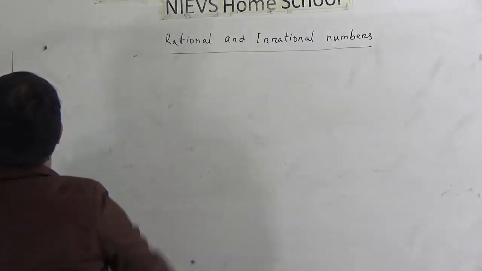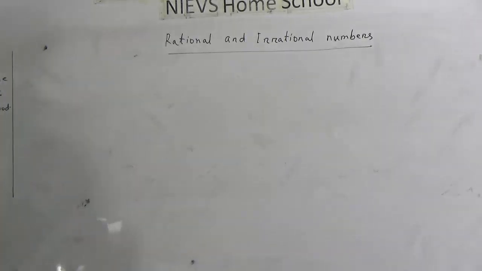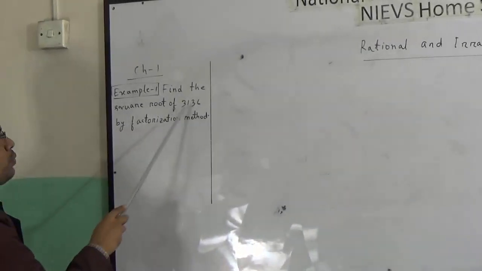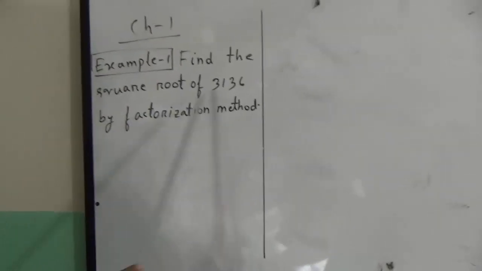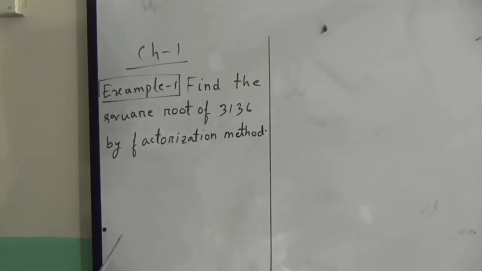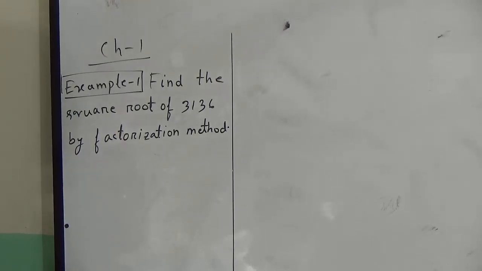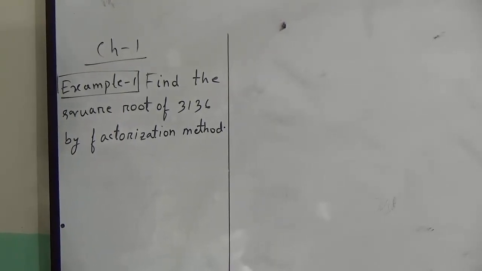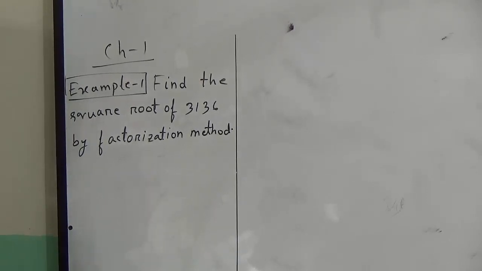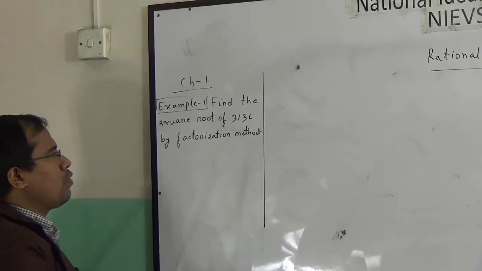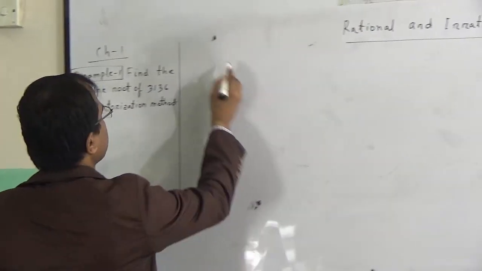Now the students will solve one example from chapter 1. The question of the example is: find the square root of 3136 by factorization method. Here 3136 is a large number and we have to find its square root by factorization method. There are two ways of finding the square root, one is the factorization method and another one is the division method. We will find the square root of 3136 by factorization method.